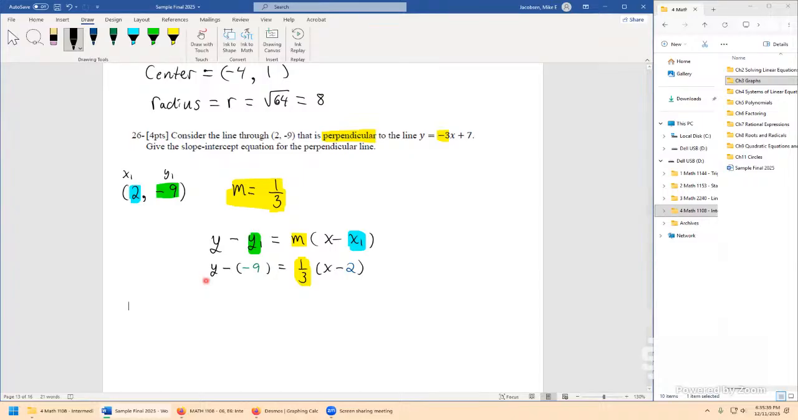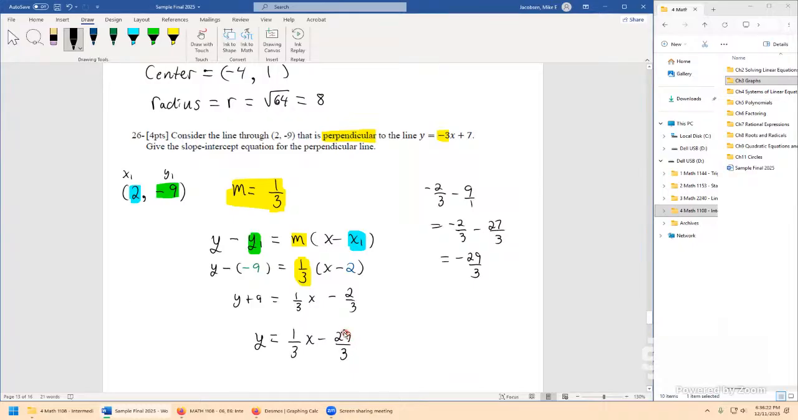So let's work this through. This is going to be y plus 9 equals 1/3 x minus 2/3. We're subtracting 9, which means we're taking -2/3 minus 9, which means we need to do a spot of fraction arithmetic here. So this is -2/3 minus 27/3 for -29/3. So the equation in slope-intercept form is y equals 1/3 x minus 29/3. That's the equation of the line we were going for.